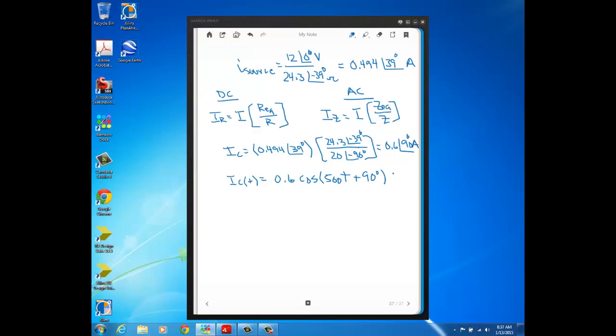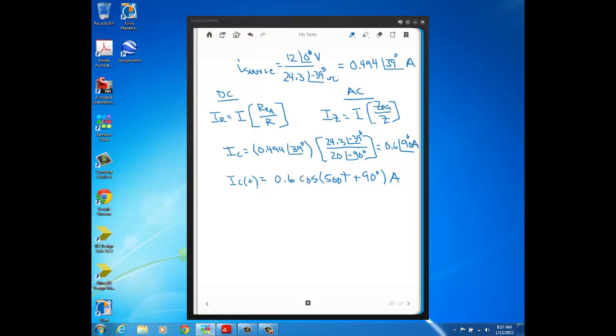Okay, so you see this just drives home, hopefully, that our phasor notation is just a convenience, because it allows us to do the analysis without dragging along this frequency term. I leave out that frequency term until I get my answer, and then once I have my answer, I can just insert it back in. And I could do the same thing here for the source current. The source current as a function of time would just be 0.494 cosine 500t plus 39 degrees.